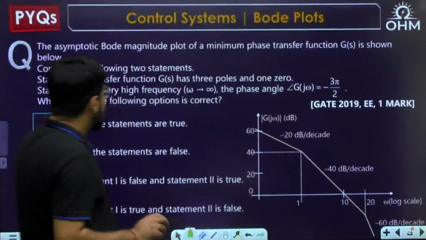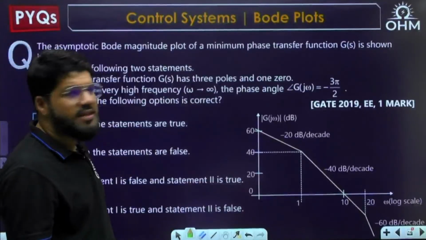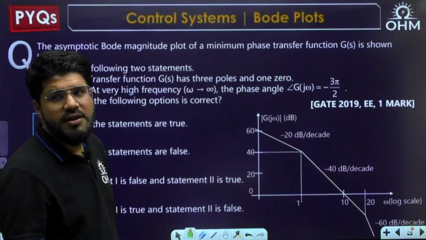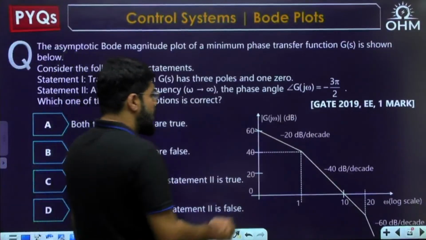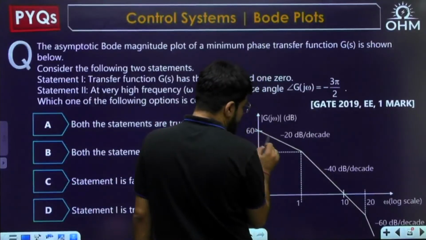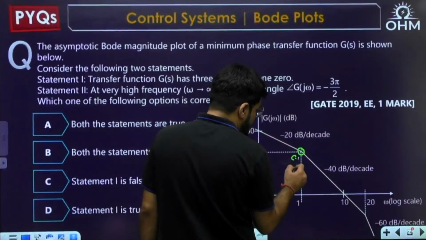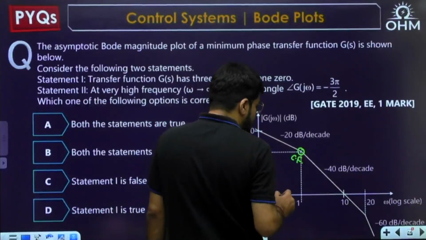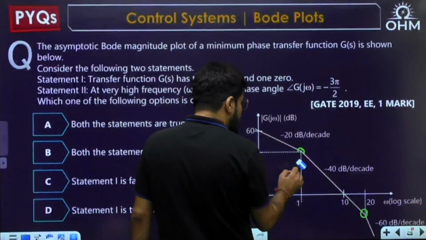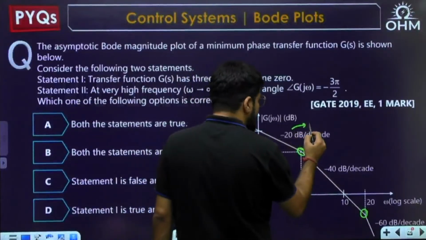Now see, the transfer function has 3 poles and 1 zero. How can I say that? See the initial slope. The initial part up to the first corner frequency, because here there is a slope change, means it is a corner frequency. Here there is a slope change. This is also a corner frequency. Due to what? Now you see how much the slope change is. First of all, this is the initial slope.